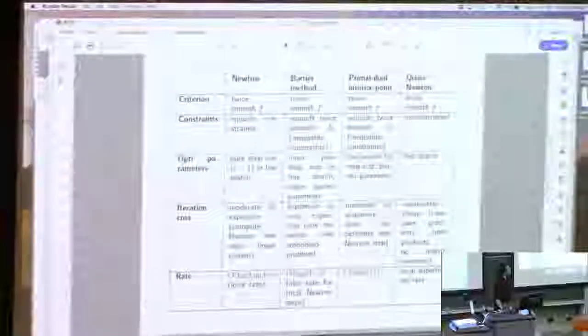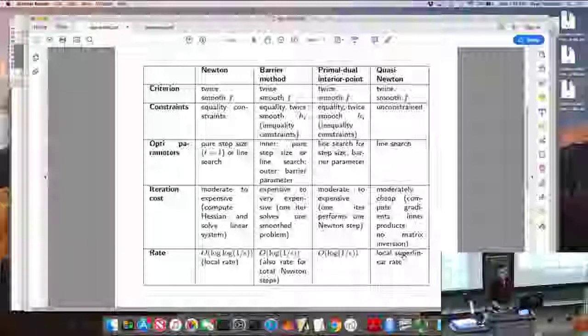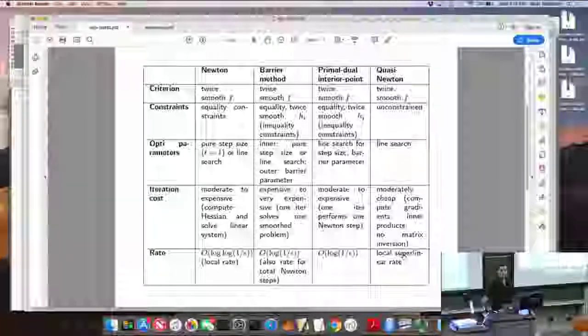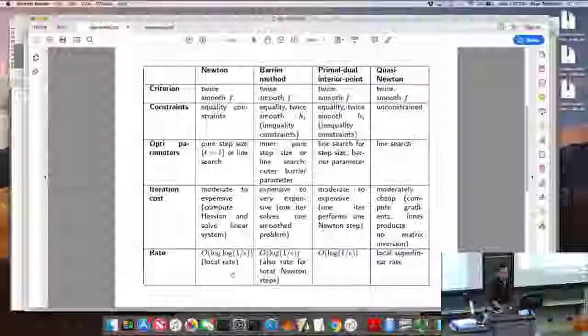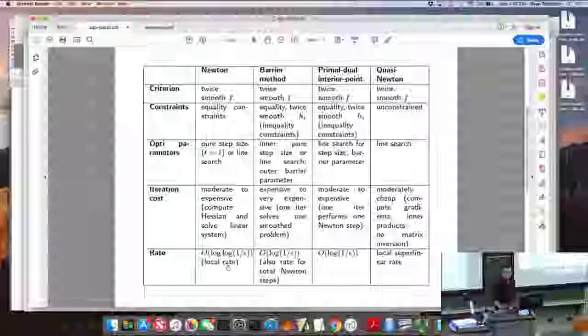So how fast do these things converge? Well, it's local quadratic for Newton. For quasi-Newton, it's local superlinear. So it's not quadratic, but it's better than linear. So it's somewhere in between linear and quadratic. So in between log 1 over epsilon and log log 1 over epsilon. This being extremely fast, right? For practical purposes, this is like a number like 5 or 6.